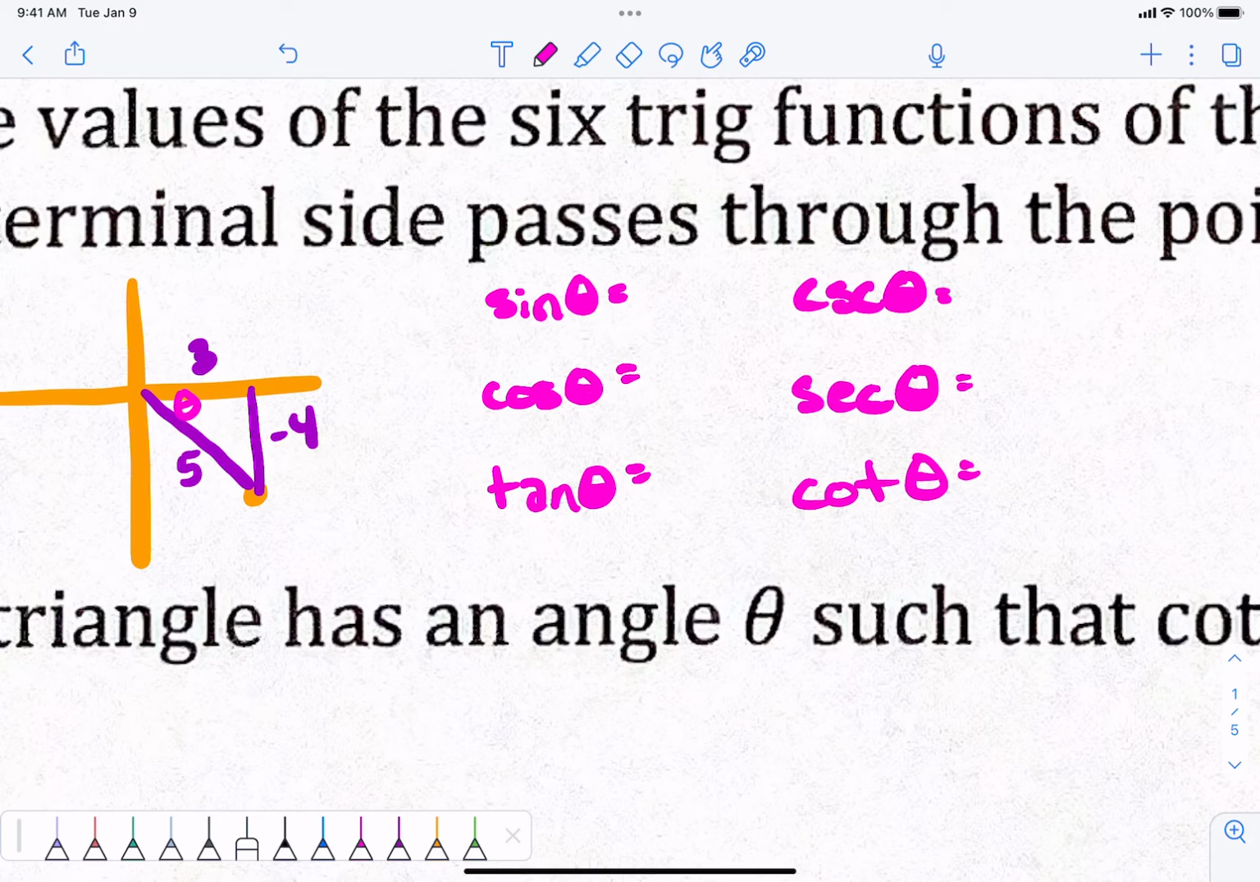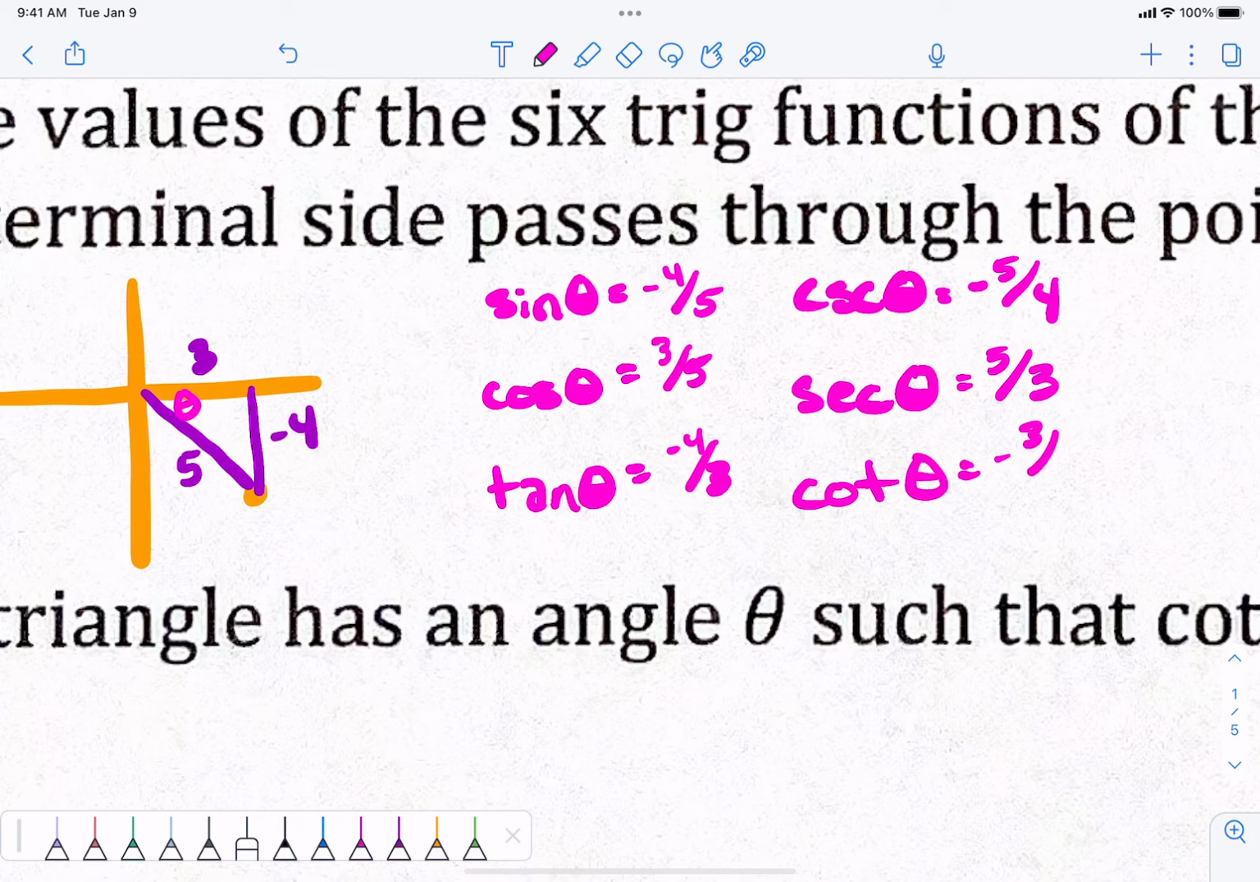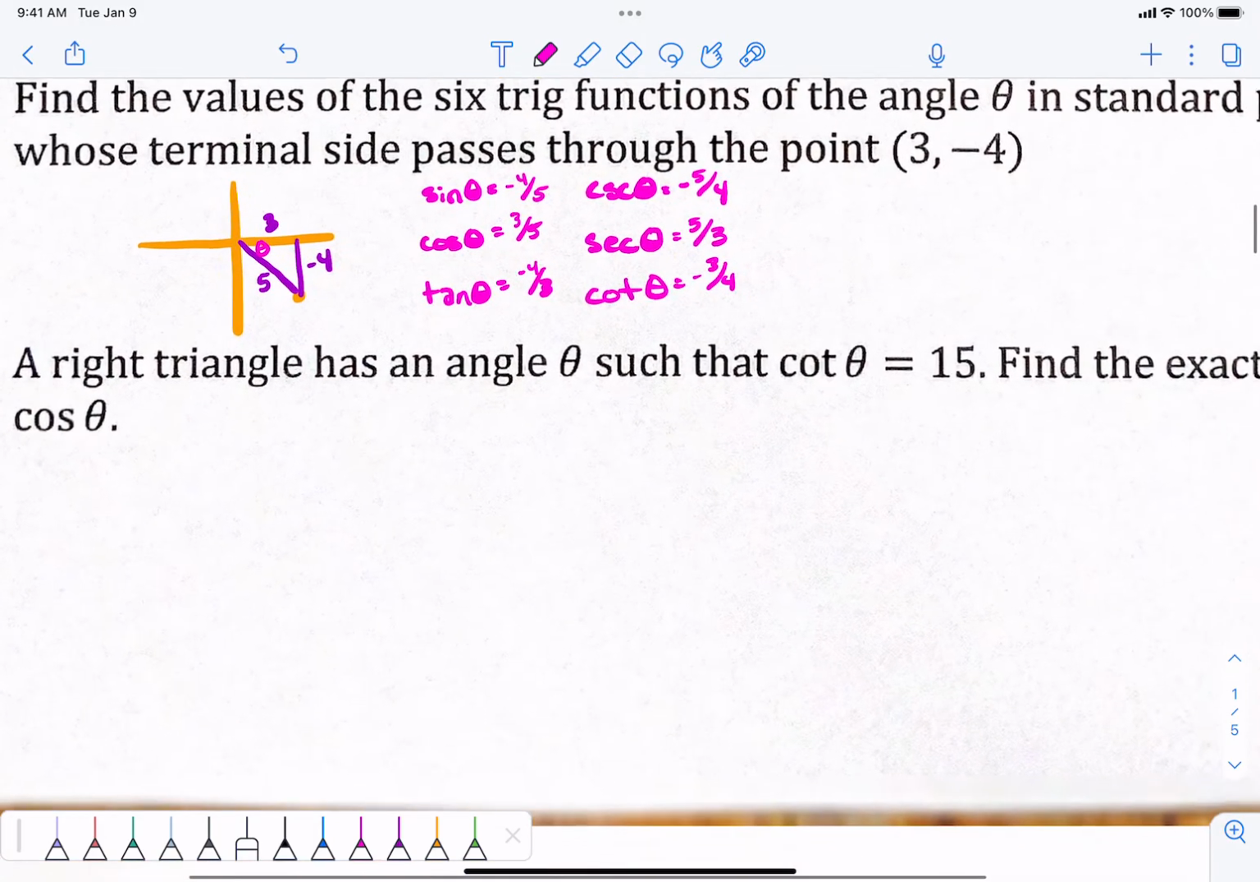All right. Are we doing okay so far? Okay, sine, opposite over hypotenuse, -4/5. Cosecant, -5/4. I'm going to do these at the same time. Cosine, adjacent over hypotenuse, 3/5, secant 5/3. Tangent, opposite over adjacent, -4/3. And cotangent, adjacent over opposite, -3/4. Good, happy with that?